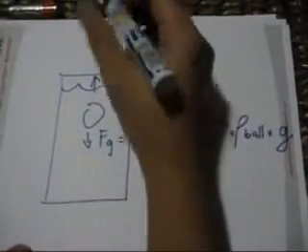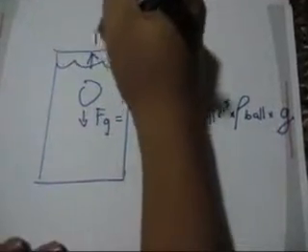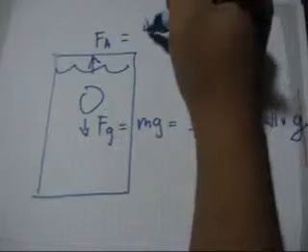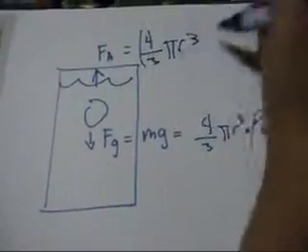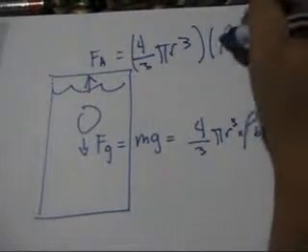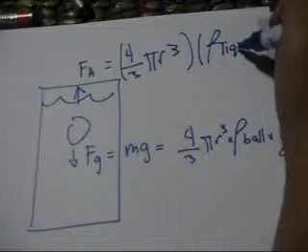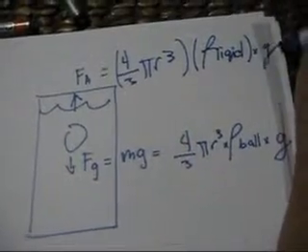Then there is the buoyancy, which we would call Fa. This is equal to 4/3 pi r cubed multiplied by the density of the liquid, multiplied by the gravitational constant.